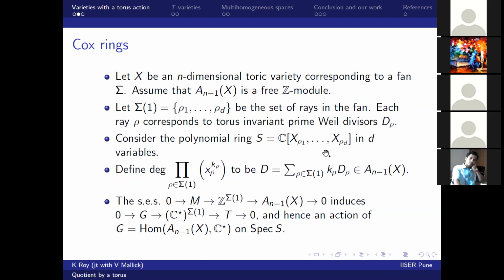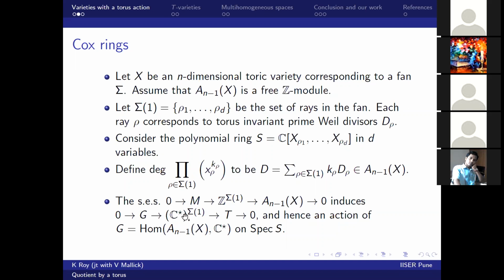Wait, Kartik, what is this d? What, the number of vertices in the fan? What is the d exactly? Small d. Yeah, small d. And d is the number of rays in that fan, sigma. Sigma is the corresponding fan associated to the toric variety X. Okay. Yes.